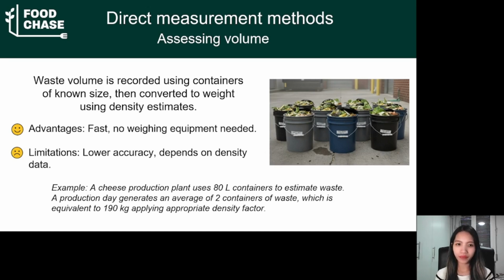For example, a cheese production plant uses an 80-liter container to estimate the waste. A production day generates an average of 2 containers of waste. So if you have 2 full containers, you have a total of 160 liters of waste, which is equivalent to 190 kilograms, applying the appropriate density factor.